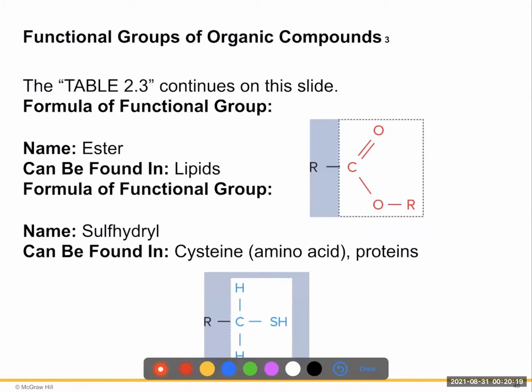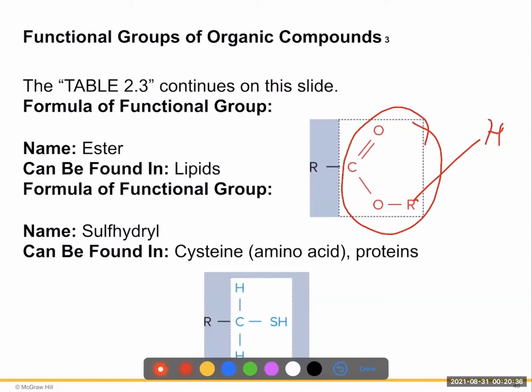Okay. An RCOOR, instead of an OH like a carboxylic acid. If this was an H, it'd be a carboxylic acid. If it's an R, it's an ester. Okay, and esters are forming your lipids and your fats in your body.